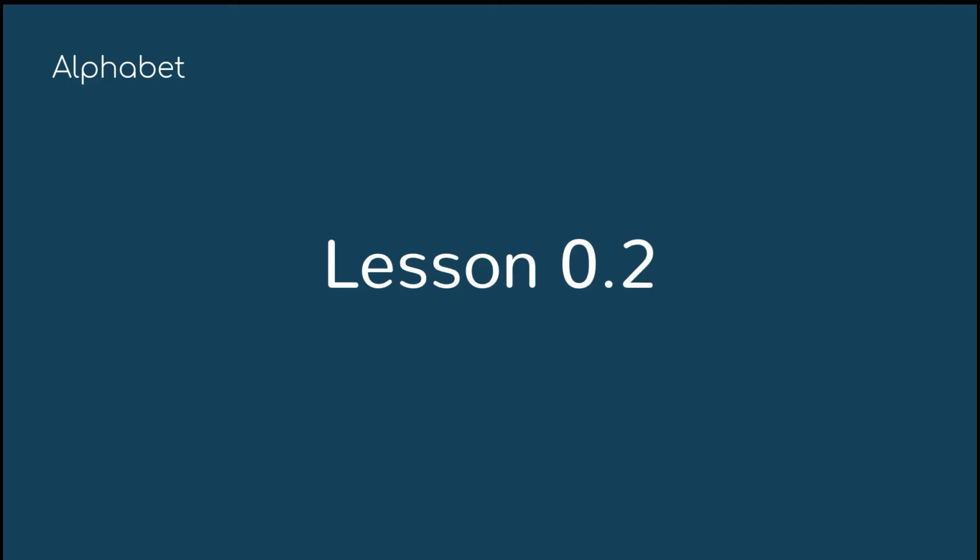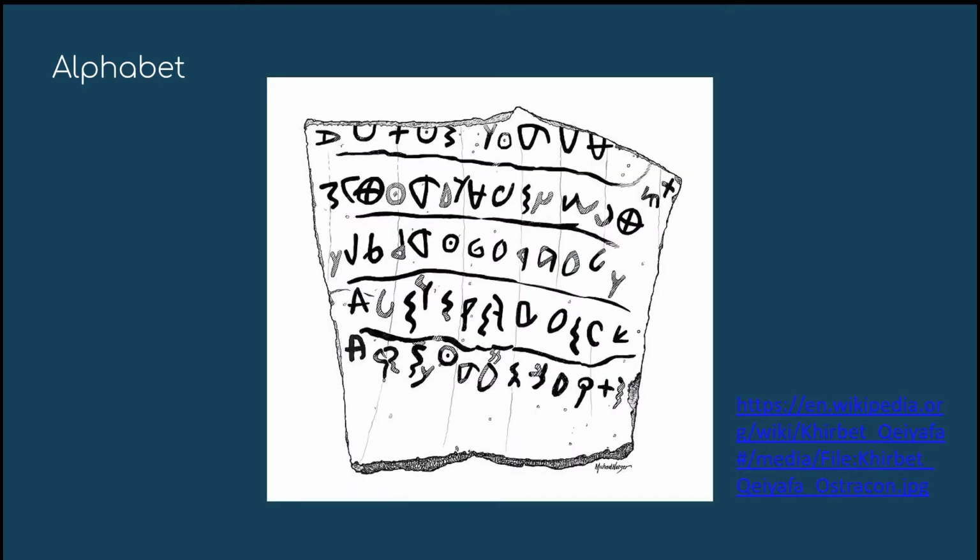This is the second introductory alphabet lesson for Biblingo. What you see in front of you is the oldest Hebrew writing ever found. It's called the Khirbet Qeiyafa inscription, or ostrakon. An ostrakon is a small piece of pottery with writing on it. In this case, this dates to the 9th or 10th century BC.